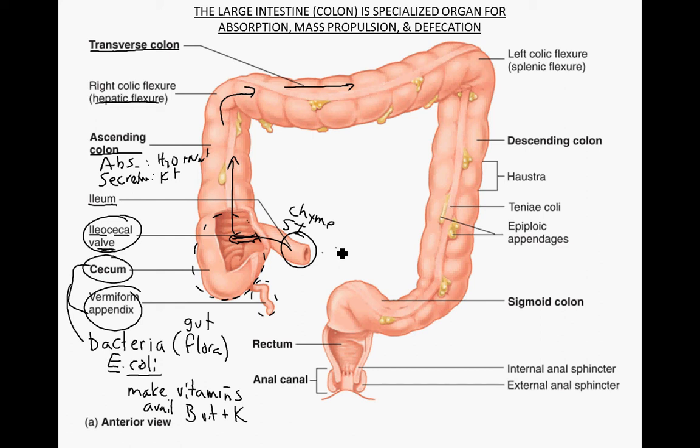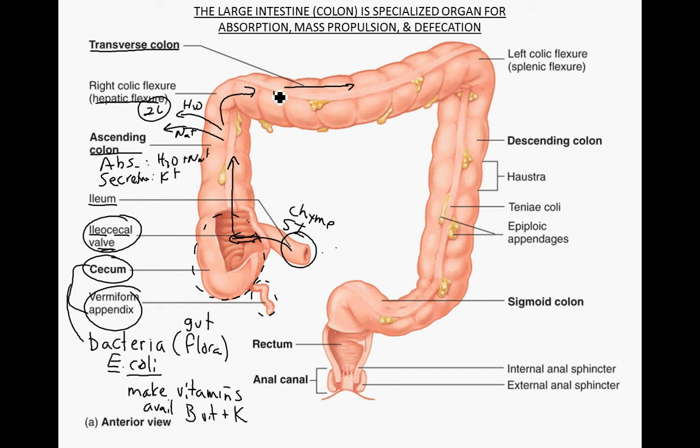But what will be absorbed, so what's going to come out of the lumen into the bloodstream, is going to be sodium ions, and then following that will be water. And this is up to about, on average, 2 liters of water a day that are reabsorbed into the bloodstream from the chyme that's in the large intestine there. So this is going on in the ascending colon and the transverse colon.